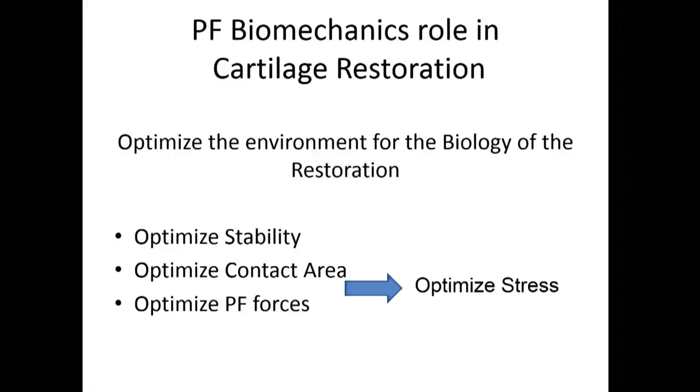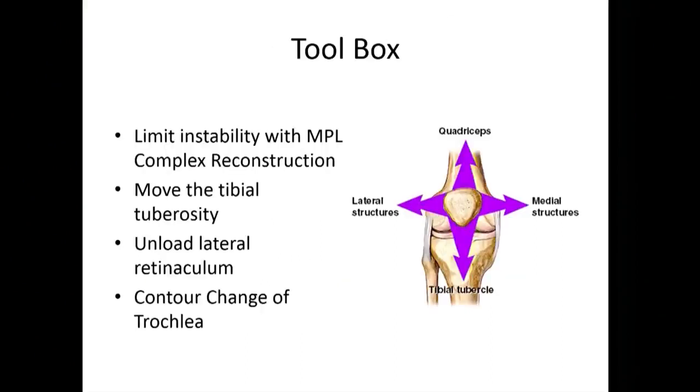So our whole goal here is to optimize the environment for the biology of your restoration. So we're always thinking, what can I do to make our outcomes better? So in the unstable knee, we want to stabilize it. And in the knee that has subluxation, chronic subluxation, we like to restore the contact area and further optimize patellofemoral forces. Force over area equals stress. So that's the whole idea. And you've seen, I don't use the word normalize because sometimes we're going to do things that are a little abnormal or we're not going to get them fully back to normal. We're just going to try to optimize that individual patient.